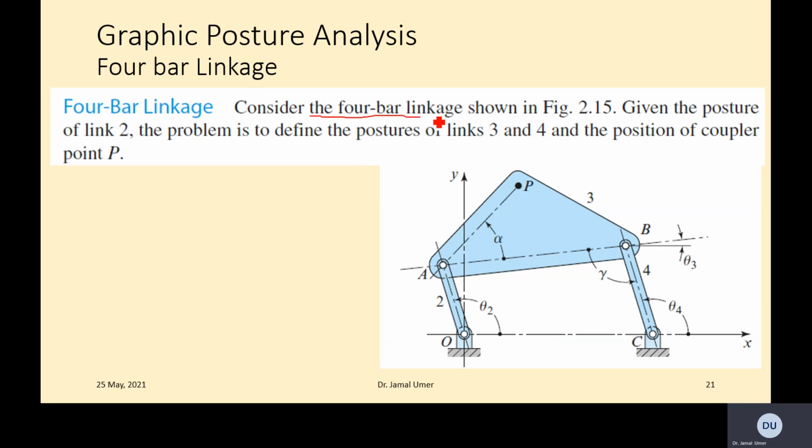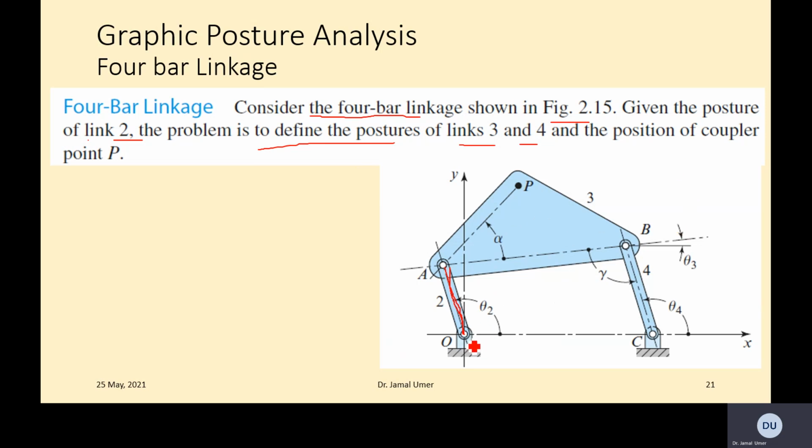So consider the 4-bar linkage shown in figure, given the posture of link 2, so that's the link 2. The problem is to define the posture of link 3 and link 4, right? So the link 2 is this one. So first of all, in this kind of mechanism, we know exactly the magnitudes, the lengths, the angles are unknown. When we say we want to do posture analysis, we are mostly doing the angles actually, which direction the mechanism would be.